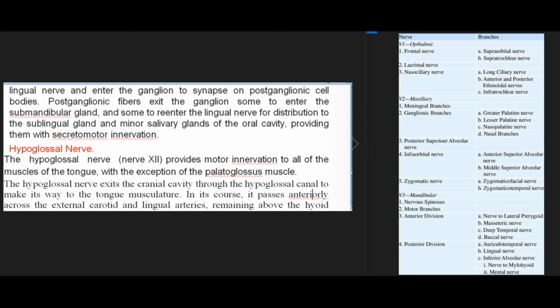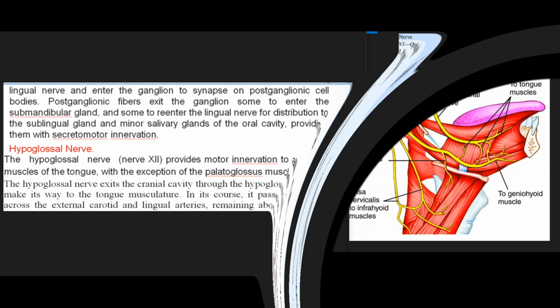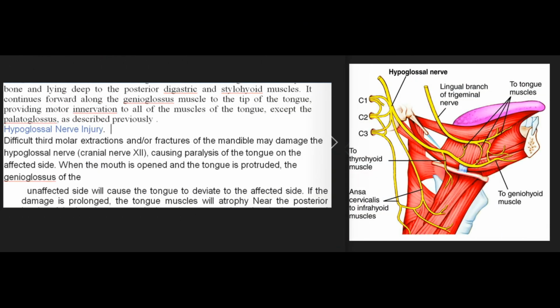In its course, it passes anteriorly across the external carotid and lingual arteries, remaining above the hyoid bone and lying deep to the posterior digastric and stylohyoid muscles. It continues forward along the genioglossus muscle to the tip of the tongue, providing motor innervation to all of the muscles of the tongue, except the palatoglossus, as described previously.